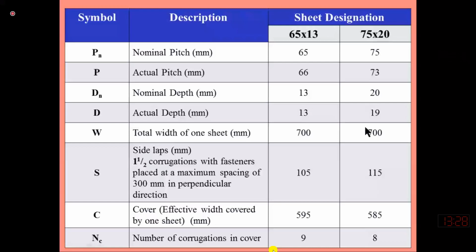So the maximum width of the sheet which is available in the market is 0.7 meter or 700 millimeter. And after subtracting the covers or end lap, the effective area covered by one sheet will be 585 millimeters for GI 75 into 20. So it means that we already know the width, but we need to know how much length is required.